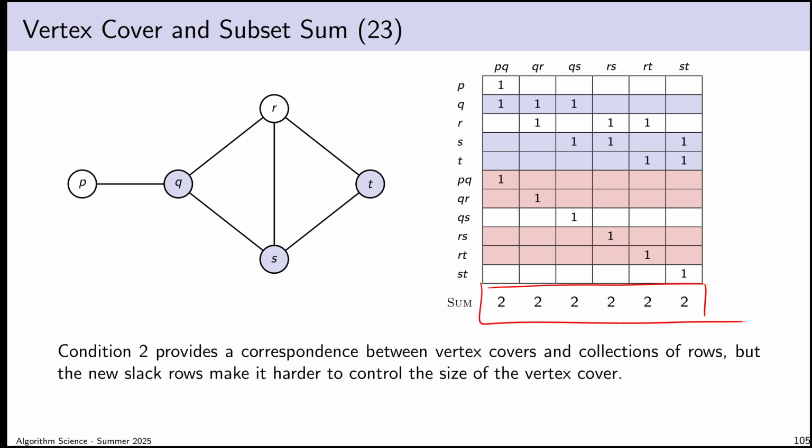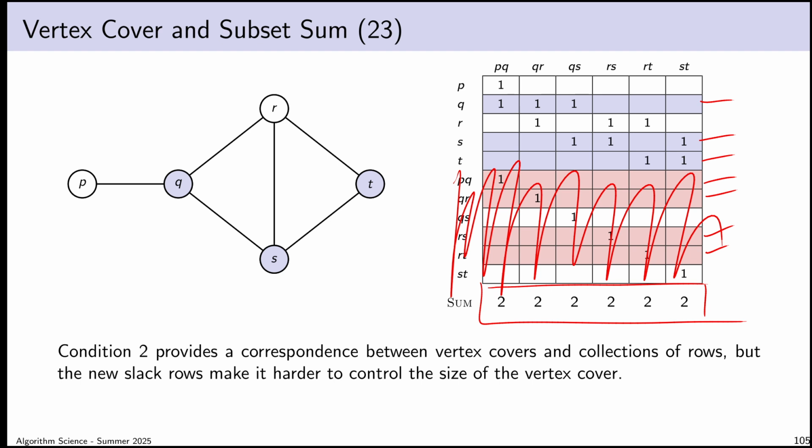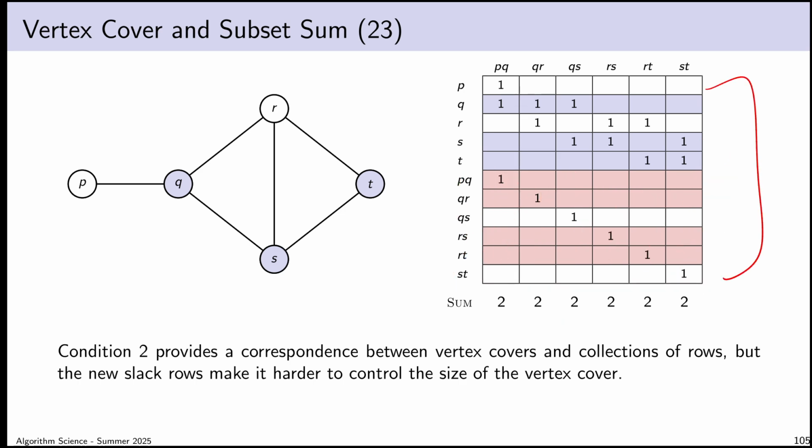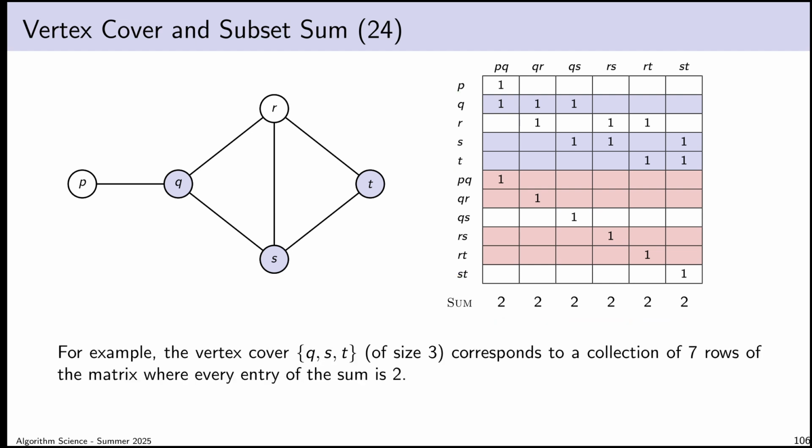Now the problem with this is, if I go from some arbitrary collection of rows to a vertex cover, I've now lost control over the size. So previously, when I didn't have the slack rows, if I chose 3 rows and that was a vertex cover, I would have a vertex cover of size 3. But here I've chosen 7 rows. And it happens that these 7 rows together correspond to a vertex cover of size 3, because the slack rows don't count as part of the vertex cover. They're just a convenience, a mathematical device so that the sum can be padded out.